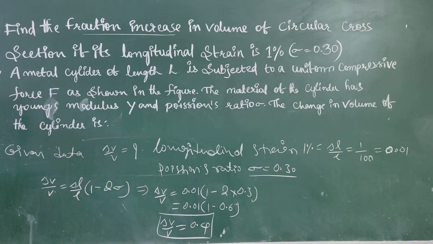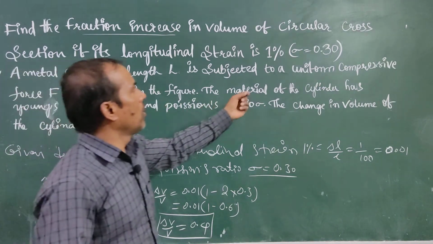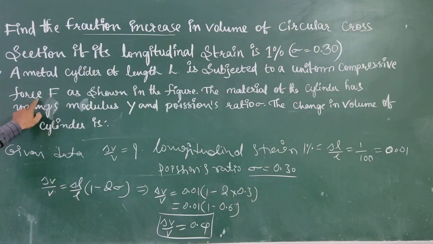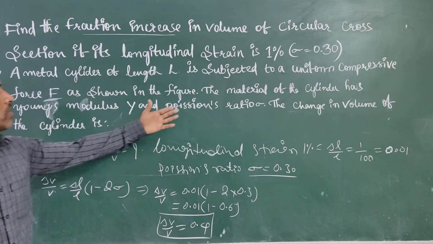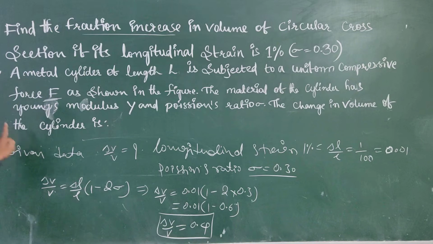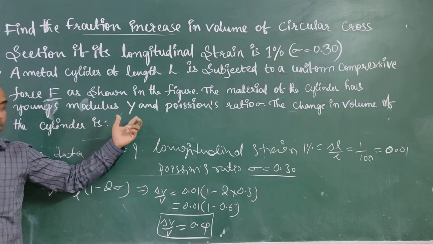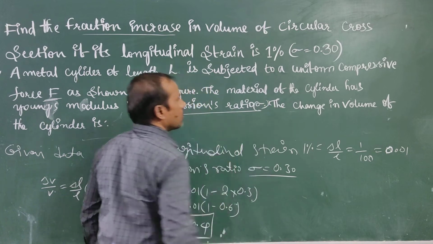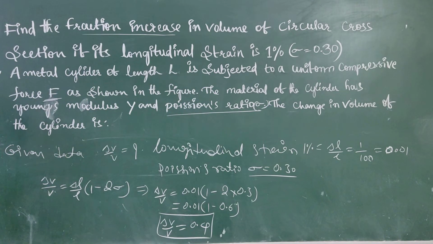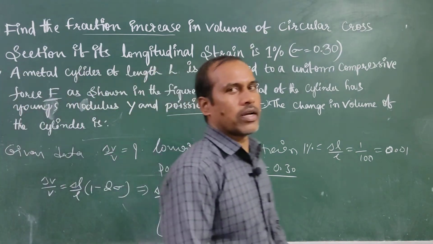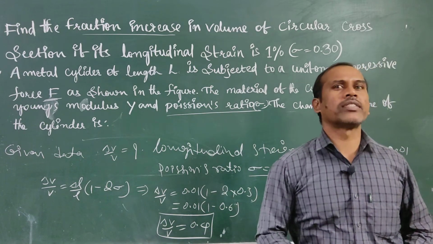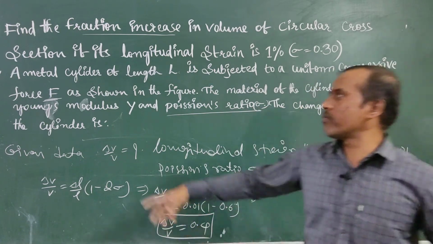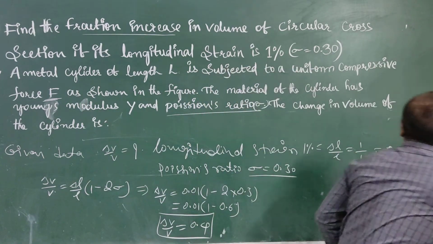Next problem. A metal cylinder of length L is subjected to a uniform compressive force F, as shown in the figure. The material of the cylinder has Young's modulus Y and Poisson ratio sigma. The change in volume of the cylinder is? The compressive force applied on the cylinder is F. Note this from the diagram first of all.